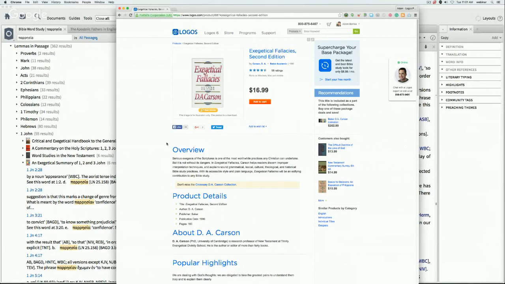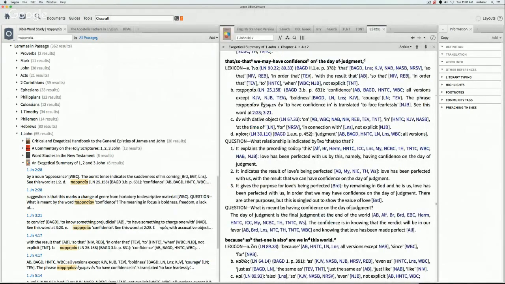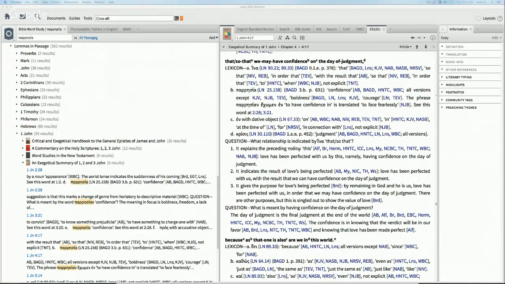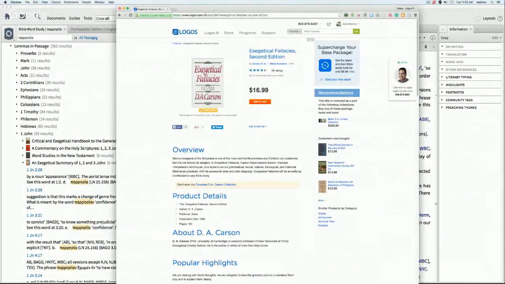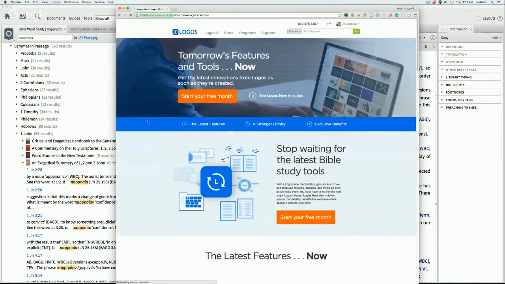Absolutely. To get to some of your questions before we wrap up, one of the questions that we have is, how often are new features put into Logos Now? New features come out every 6 weeks. Let me just pull up that page here. If we go to logos.com/now, it'll give you a good overview of some of the major features.